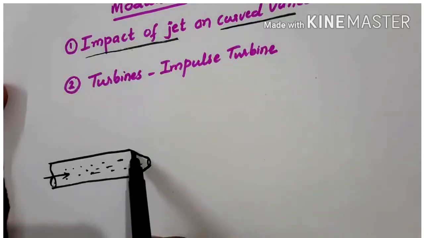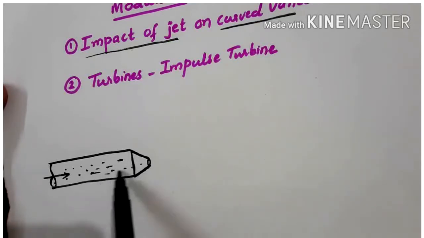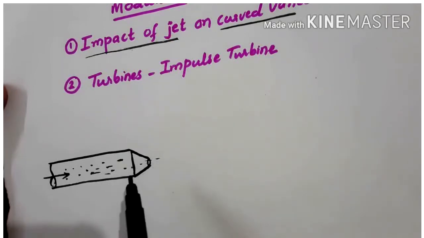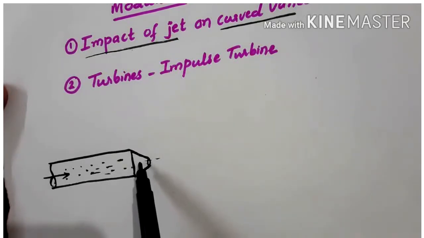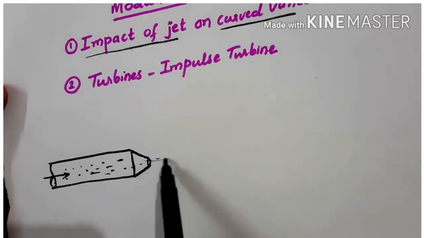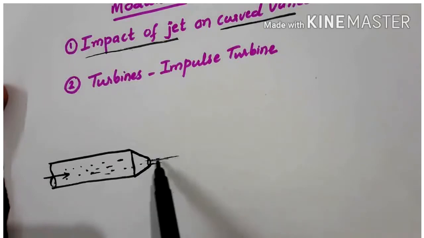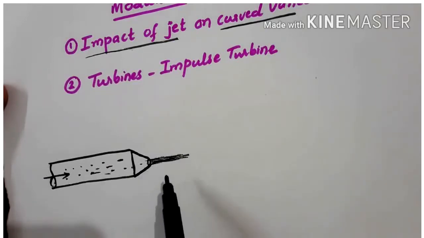As the cross-sectional area reduces at the end, the velocity of flow increases here. Just to increase the velocity of the liquid, the nozzle is fitted here. When the liquid comes out from the nozzle, it will be in the form of a jet.